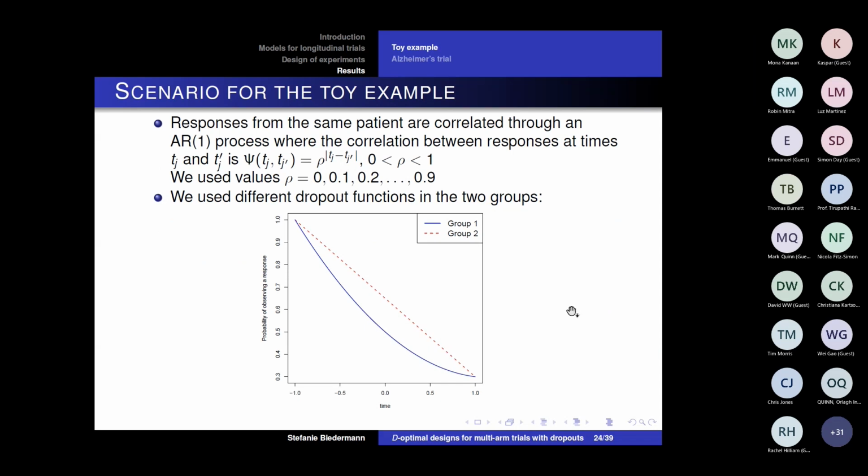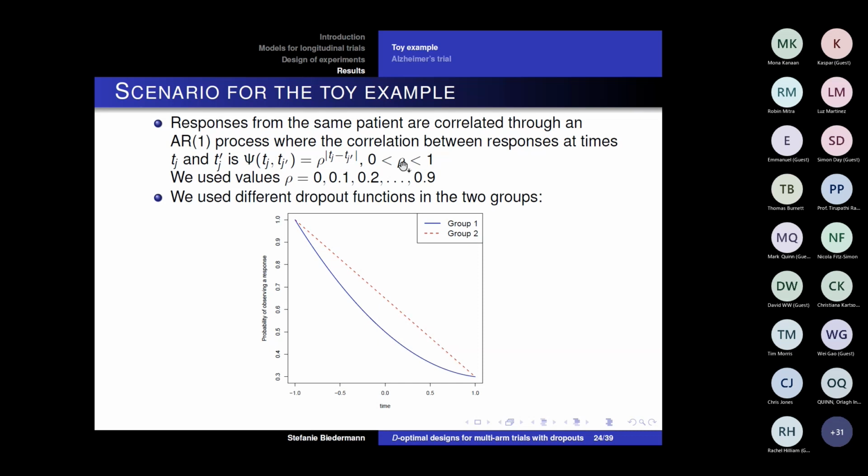Okay, what else did we put in the model? We additionally allowed some serial correlation to exist in responses from the same patient. And we defined the correlation between responses at times tj and tj dash to be rho to the power of the difference between the tj's, where rho is a number between 0 and 1. So we can see as rho increases, then the correlation increases as well. And also as the time points tj and tj dash get closer together, also the correlation will increase.